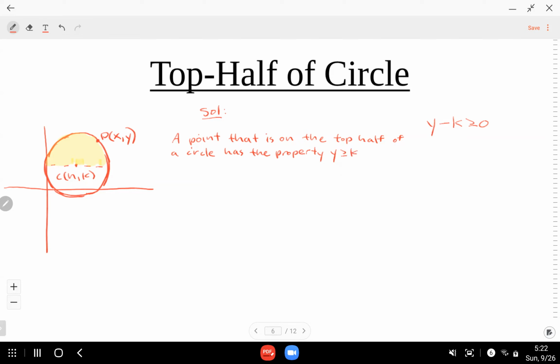All right. So now we can look at our formula here. Previously we had (x minus h) squared plus (y minus k) squared equals r squared, right? So what we need to do is focus on y, right? So let's move the x to the other side.